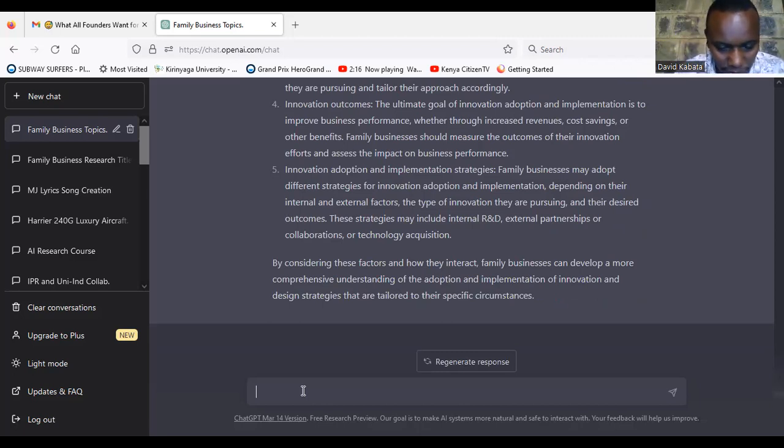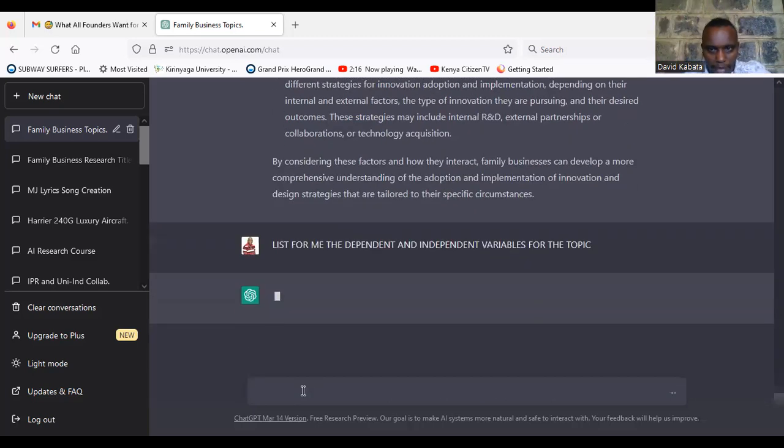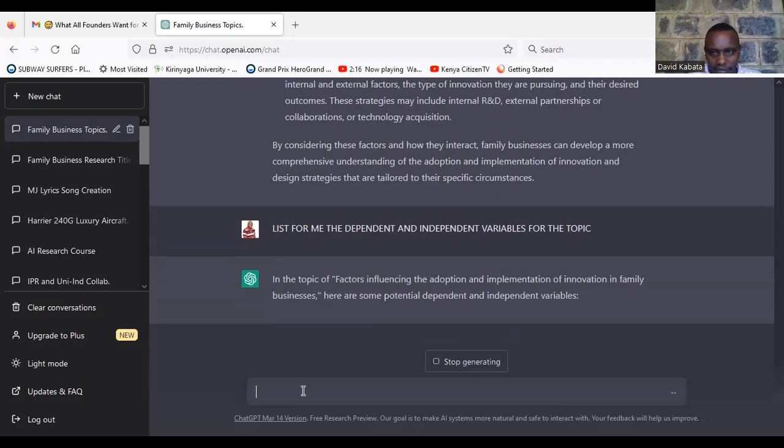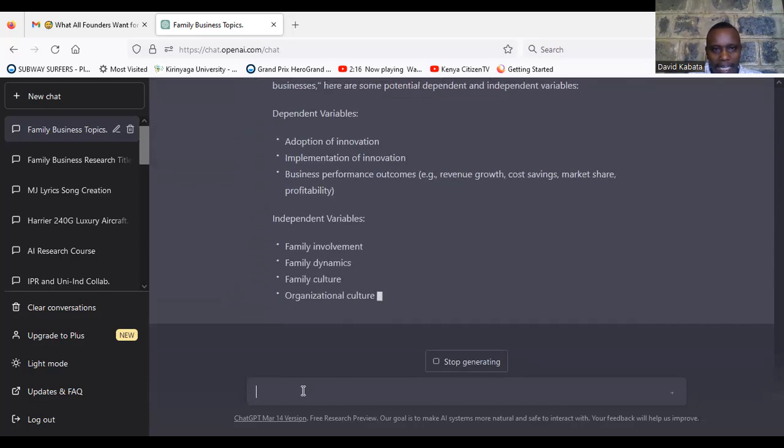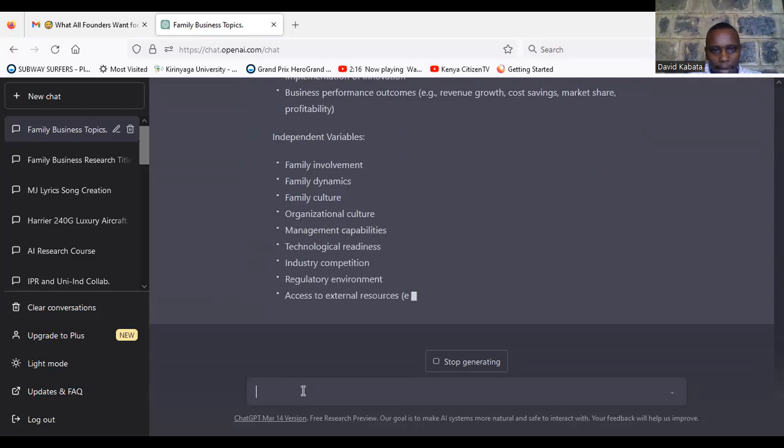So maybe I can ask it to list for me the dependent and independent variables for the topic. Maybe I can be specific a bit. Let me see what ChatGPT is going to give me and see whether my research is going anywhere. So those are the dependent variables, implementation of innovation. The independent variables are family involvement, dynamics, all these.